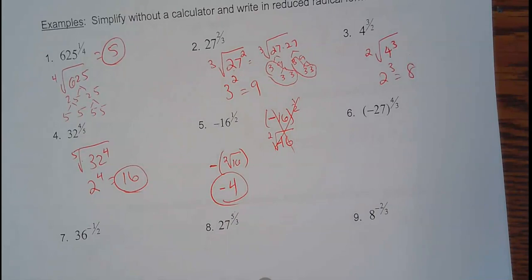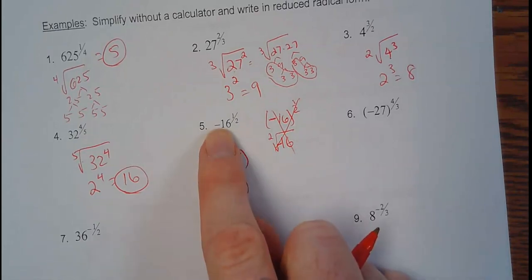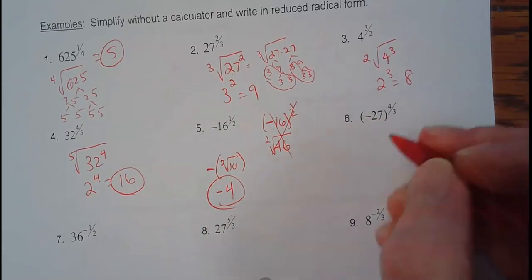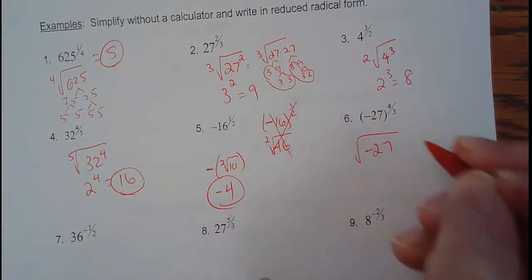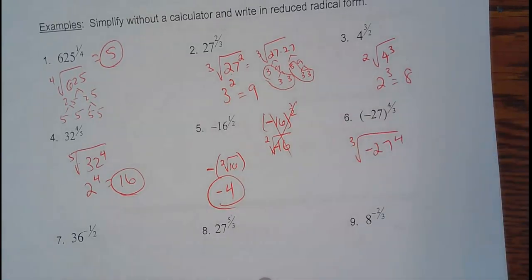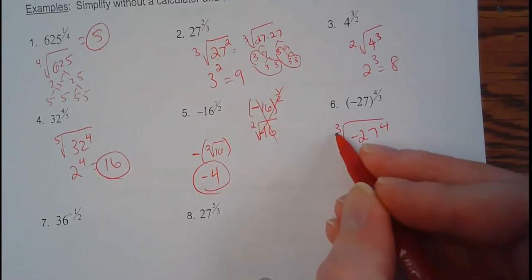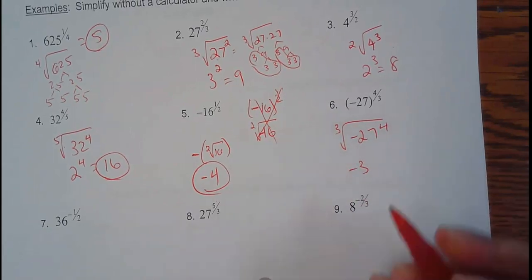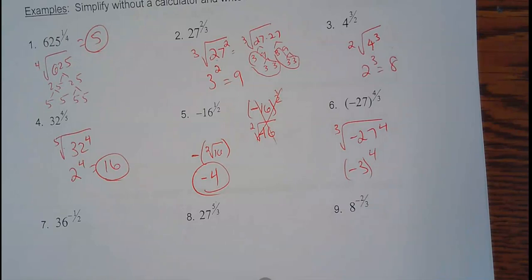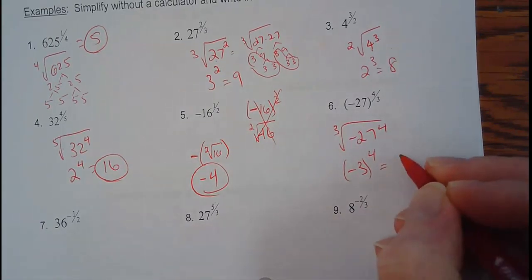So be careful where the negative is. If the negative is out front with no parentheses, that means it's not under the radical. If it's in parentheses, it's in the radical. So it's negative 27 inside of a radical, cube root, fourth power. It's got to be easier to take the cube root first. Cube root of negative 27 is negative 3. That is still in parentheses. That is a parenthesis thing. We're doing the whole thing. So now we're doing negative 3 to the fourth power, and that's going to be 81.